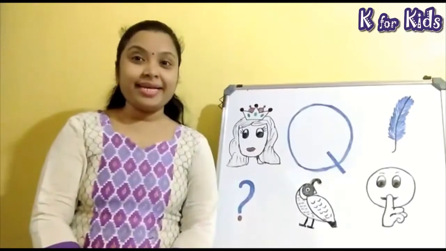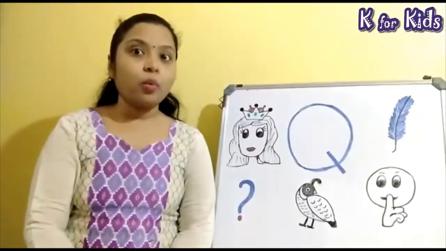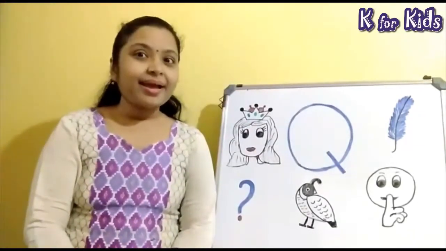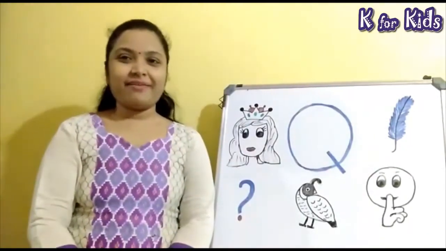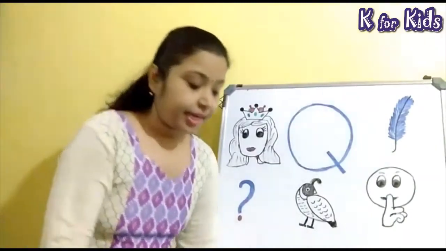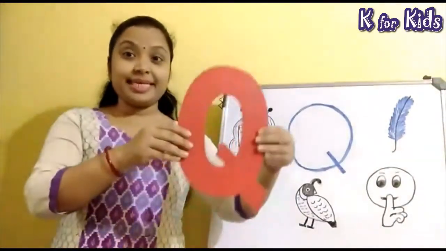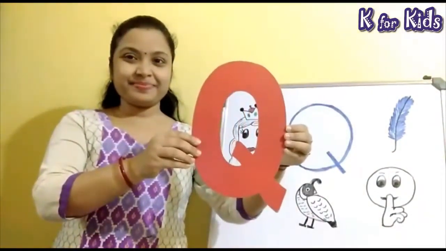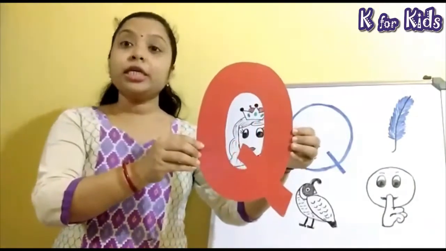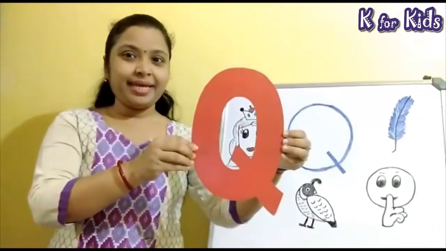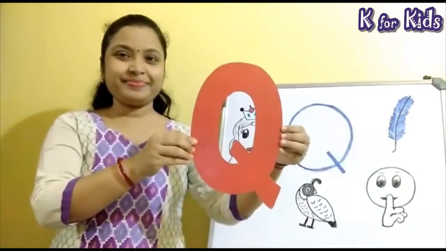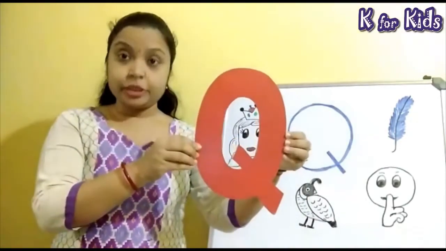Come on, children. See how a duck quacks. Quack, quack, quack, quack. Very good. Children, which alphabet is this? Yes, Q. This is the alphabet Q. Is it clear to you, children?